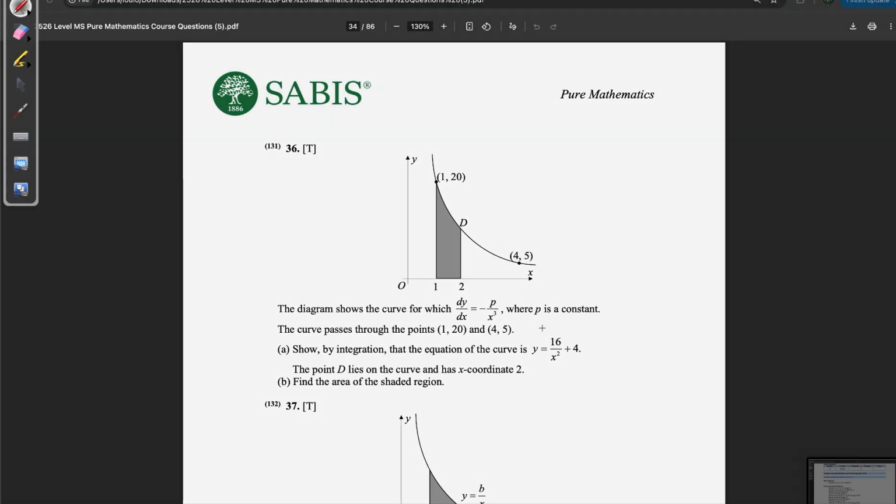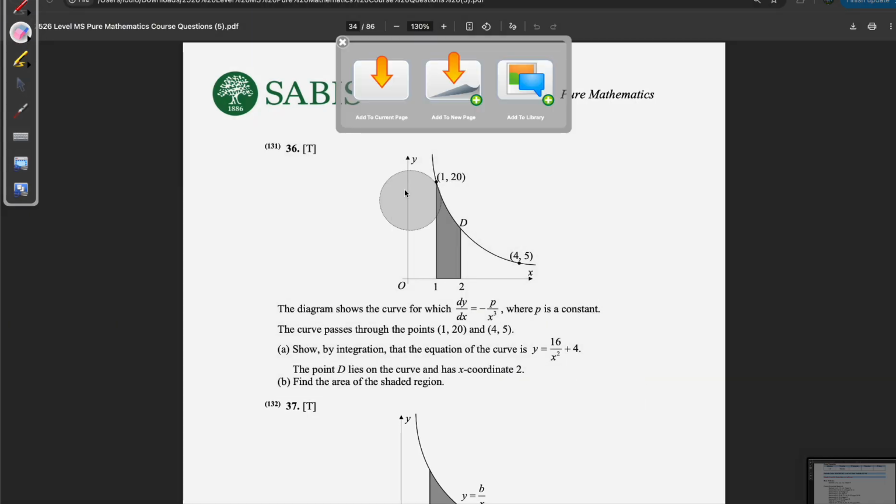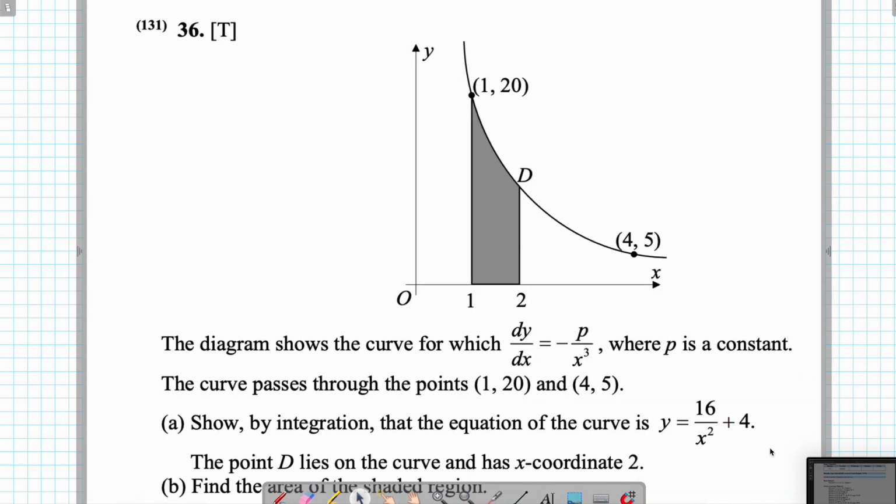Here they said p is a constant, so what we can do, okay, wait, I'll just take it into a page, so like this.